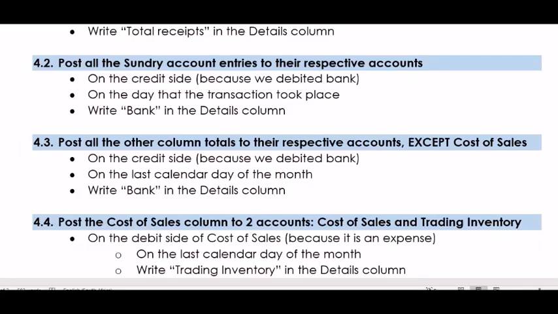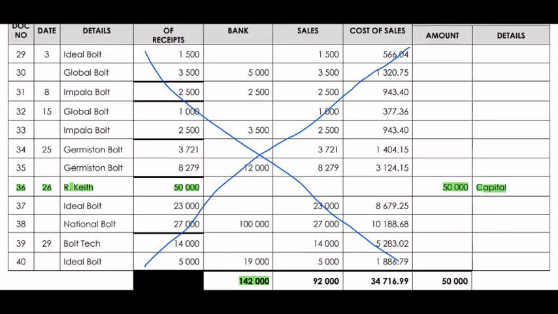Then our next rule is we have to post all of the other column totals to their respective accounts except cost of sales. Okay, and it's almost like what we did with capital now. We post it on the credit side. You will see it will be the plus sides of the accounts, but because it's column totals, it will be on the last calendar day of the month, and we will also write bank in the details column. So let's go and look at our CRJ. There's only one other column except for cost of sales, and it's sales. So we will take this 92,000 Rand and we will post it on the credit side of sales.